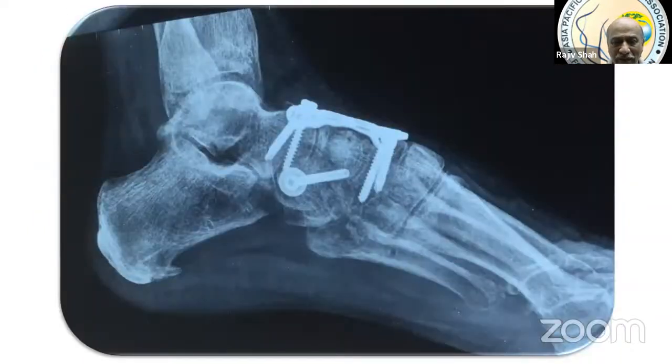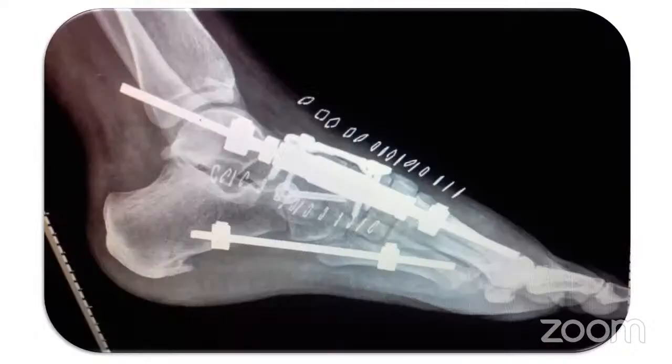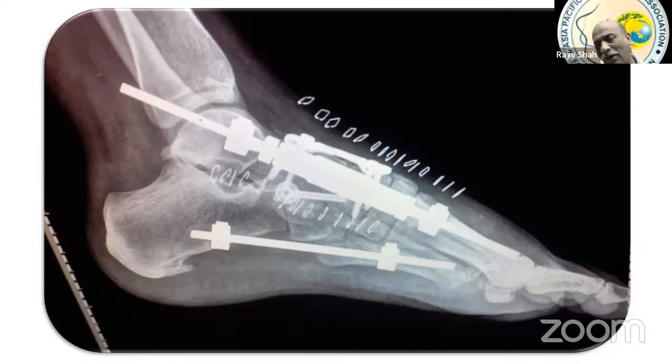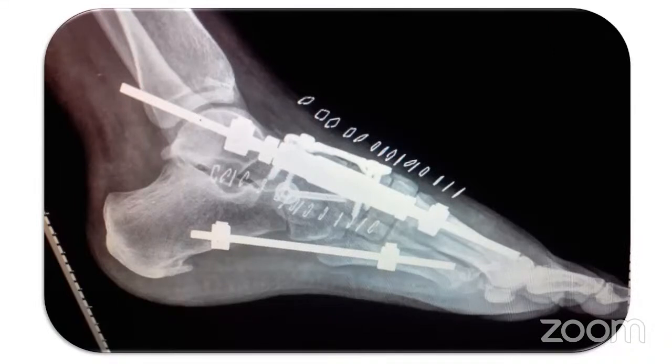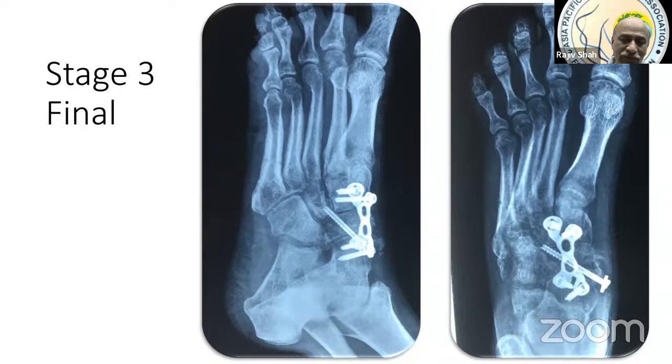Went on to unite. After how many days of distraction, sir? I think normally wrinkles take about 10 days. 10 days, and then you can go in, and the fixator was removed. When do you remove the fixator, sir? Yeah, that is a question somebody asked. 4 to 6 weeks.